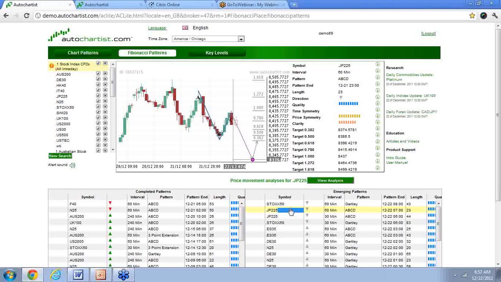All right, and here's another one, an emerging pattern on the Japanese 225 CFD. You can see if the market continues on this path, it should hit this level during this time frame. That's the forecast. After it hits here, it's expected to bounce back up to here. So those are the forecasts. How do you know you're wrong? Well, if this is point C, if it goes through this, you're wrong. Okay? Very simple exit and entry strategy.